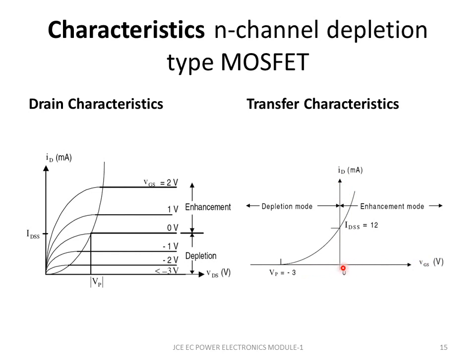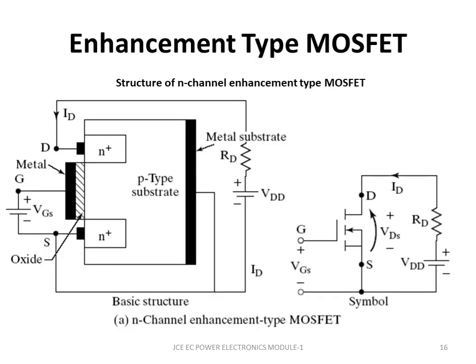So when VGS is 0, it is showing IDSS as a certain value. If I go VGS which is negative, I will see that the drain current goes on decreasing. Whereas if I go positive with VGS, the drain current will increase. So this is how the graph looks for the N-channel depletion type MOSFET.